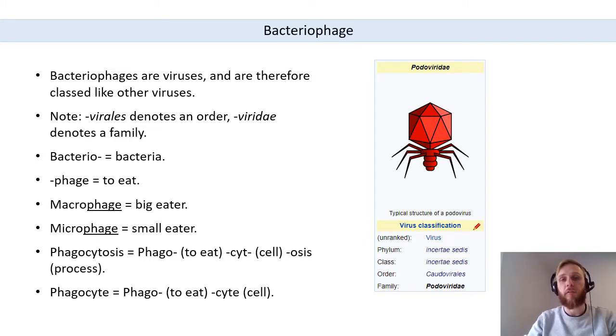If we look at the actual term bacteriophage, we know phage means to eat, macrophage, right? And phagocytosis, and bacteria refers to bacteria. So again, it's bacteria eater, really indicating the fact that these infect and often lyse bacterial cells.